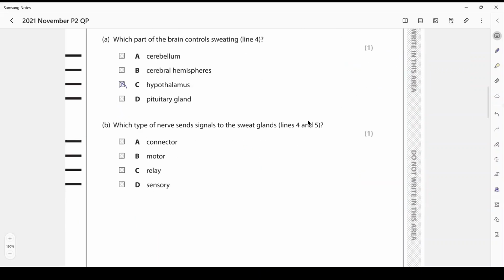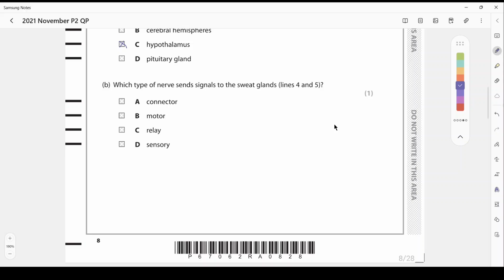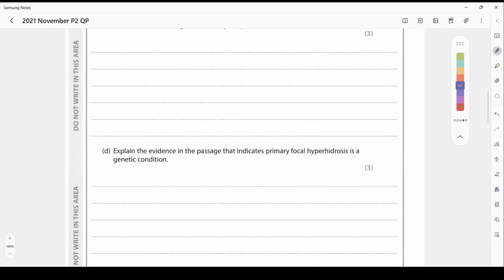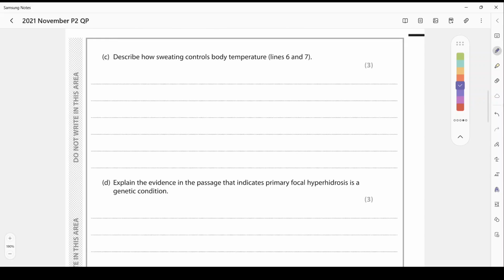Okay, so part B, which type of nerve sends signals to these sweat glands? This would be the motor neuron. The motor neuron is responsible for sending electrical impulses to the effector. The effector could be things like the muscle or the gland. Okay, muscle and glands. Okay, part C, we have describe how sweating controls body temperature.